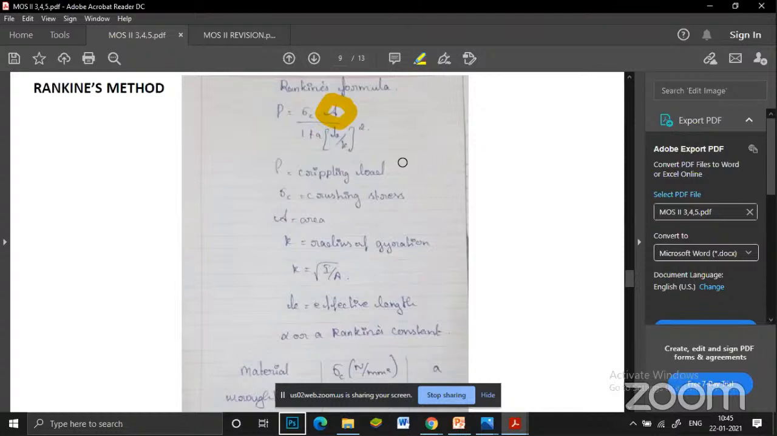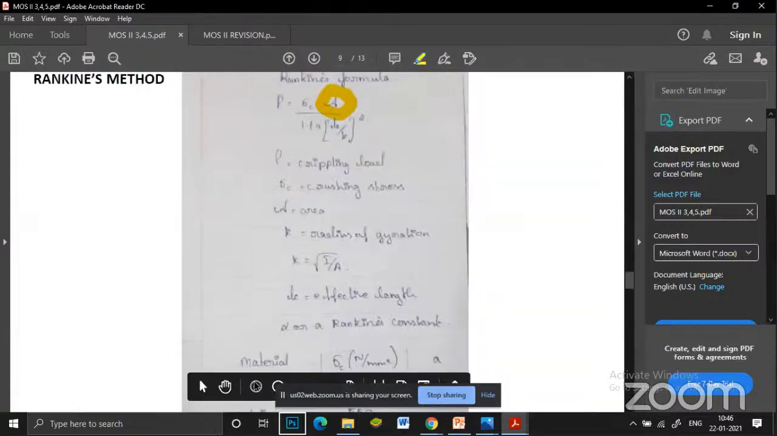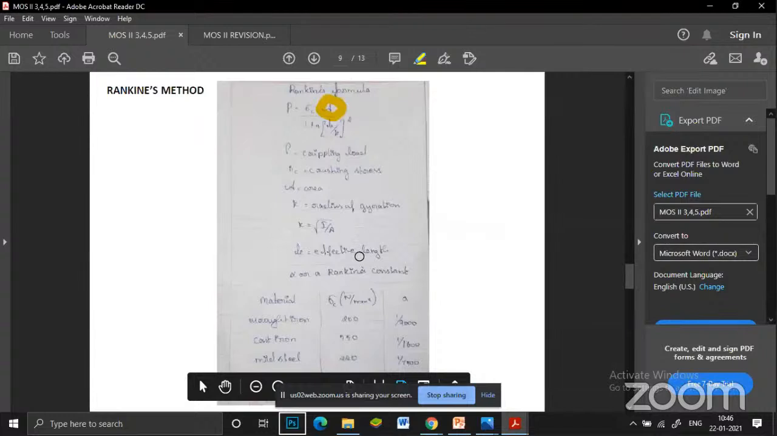Then in this case A is the crushing area, we have to find it. If it is a rectangular form, what is the area? Then K is nothing but the radius of gyration, we all know. To find K, what is the formula? The root of moment of inertia I divided by A. Then L is equal to effective length. Then alpha or a is nothing but Rankine's constant. How will you find Rankine's constant? It varies according to the material. So you have to also keep this formula in mind.